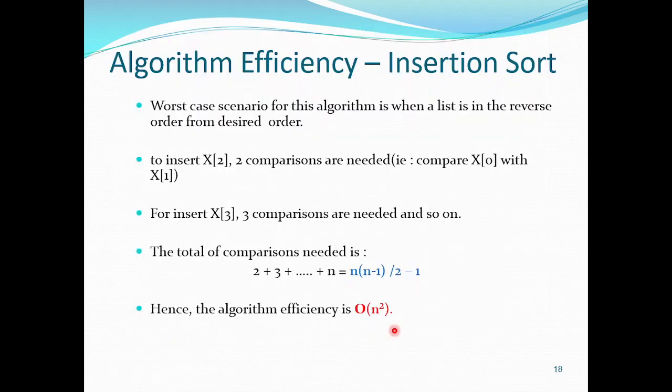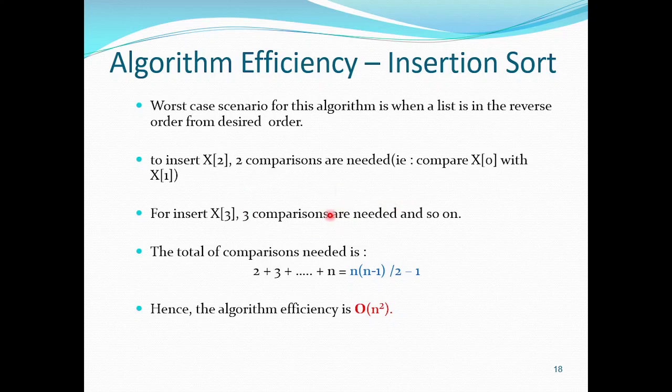So what is the efficiency of insertion sort? The worst case scenario for this algorithm is when the list is in the reverse order from the desired order. That will be difficult for the insertion sort, the worst case. For the formula, each element will be compared with the elements at the beginning of the list, from index 0 until the end of the list.